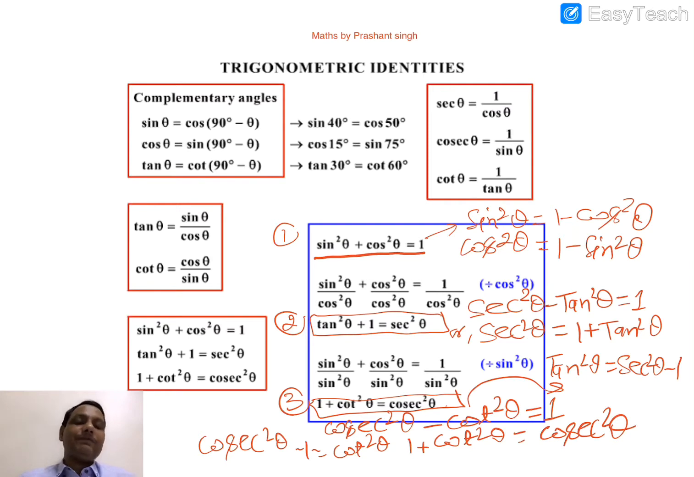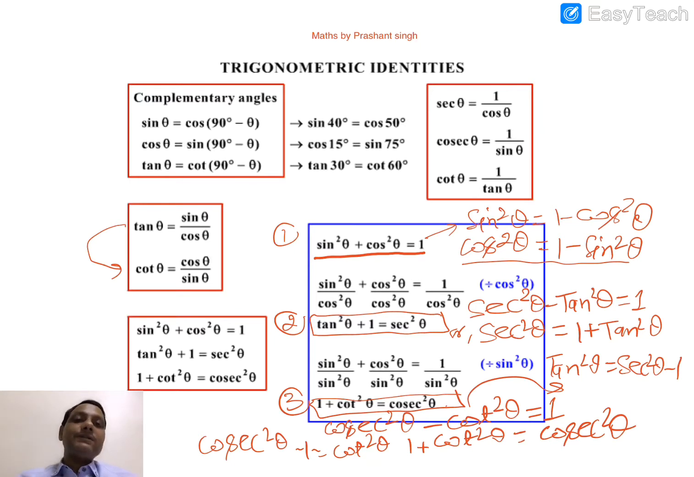Suppose you have somewhere cosec square theta and you want to write it in terms of cot, so you write 1 plus cot square theta. Somewhere you have cos square theta and you want to write it in terms of sine, so cos square theta is equal to 1 minus sine square theta. And tan theta is sine theta over cos theta, and tan is the reciprocal of cot, or cot is the reciprocal of tan. So if tan theta is sine theta over cos theta, then cot theta will be cos theta over sine theta.